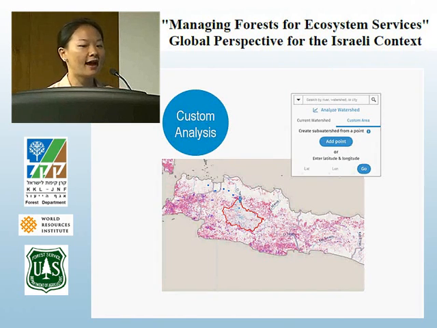And to give you an idea of how the custom analysis works, this is Java Island in Indonesia. If you are interested in one of the water intake points and want to see how upstream land would affect the intake point water quality, you can drop a pin and the sub-watershed will be created for you automatically, and the summary statistics analysis will be done for you.